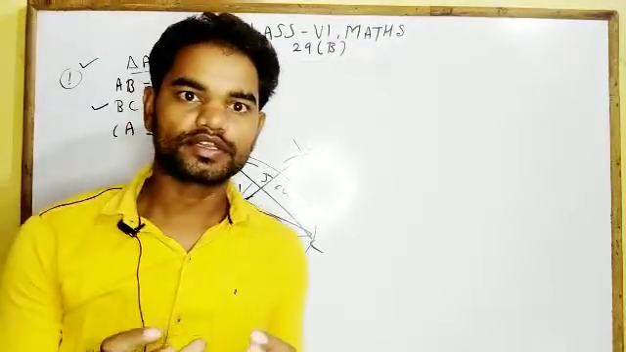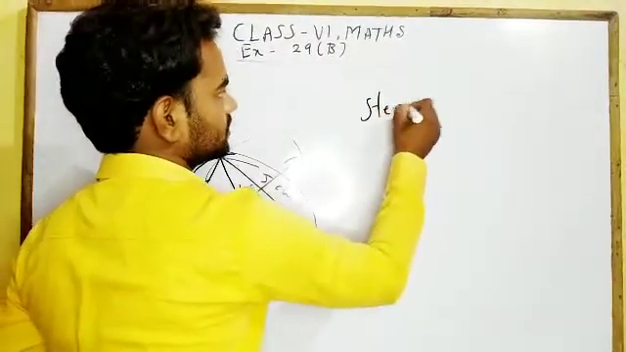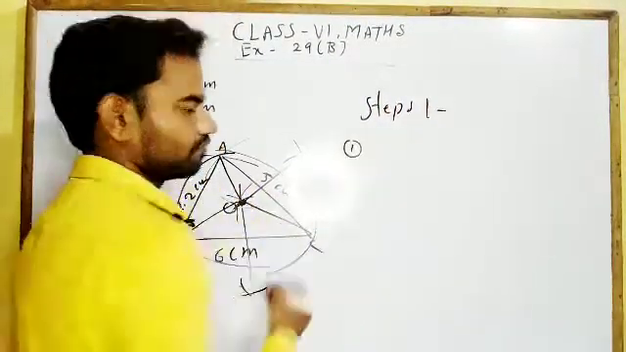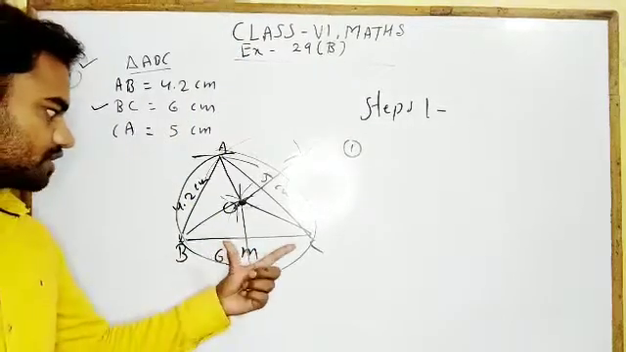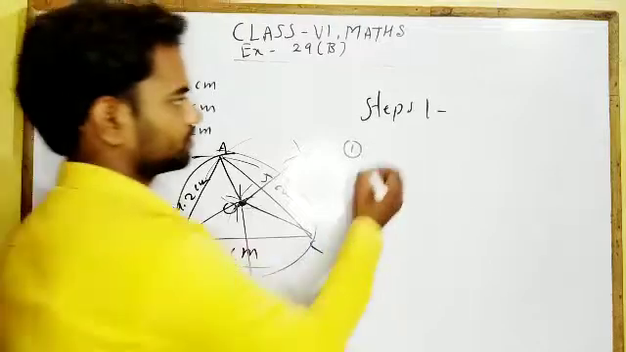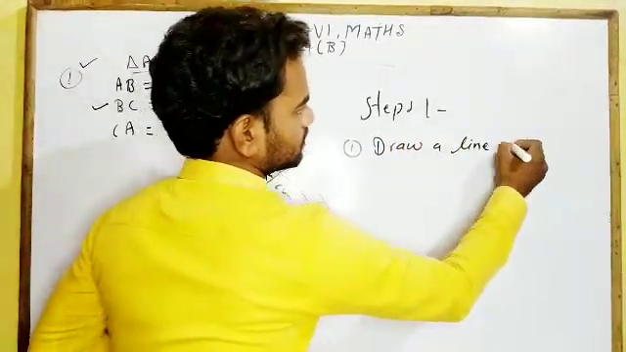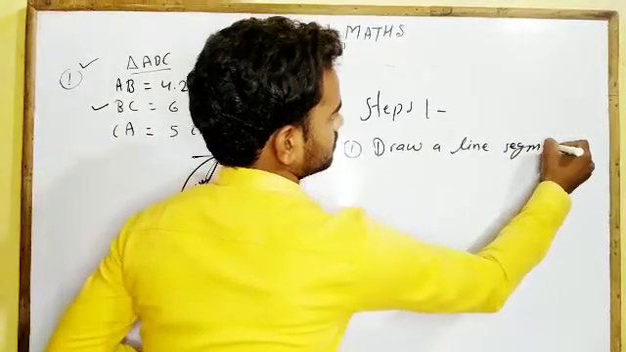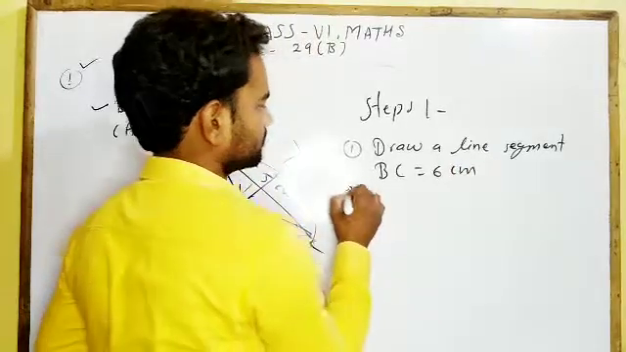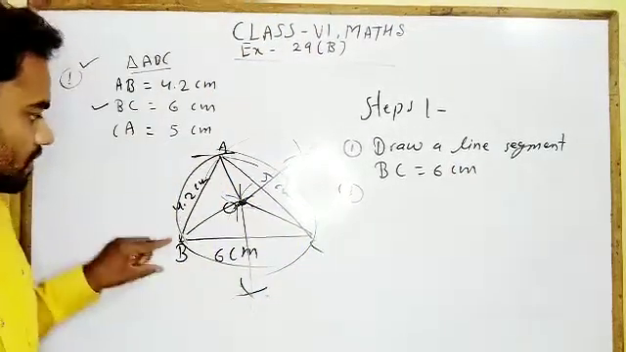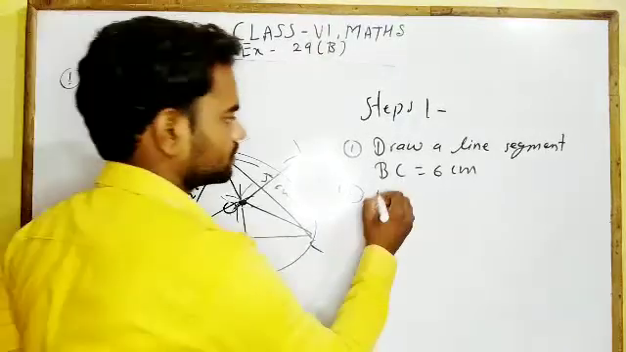Now you have to write the construction steps. So you will write the construction steps. Point 1, which was the first point? Draw a line segment BC equal to 6 centimeter. Point 2, taking B as a center, draw an arc of 4.2 centimeter.